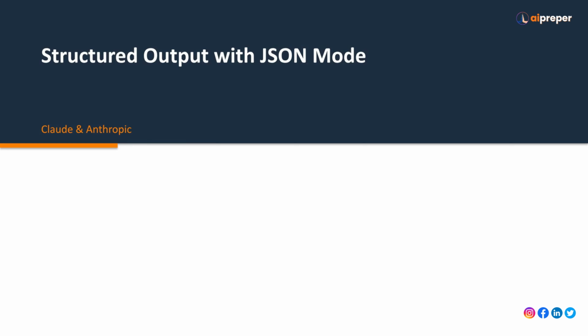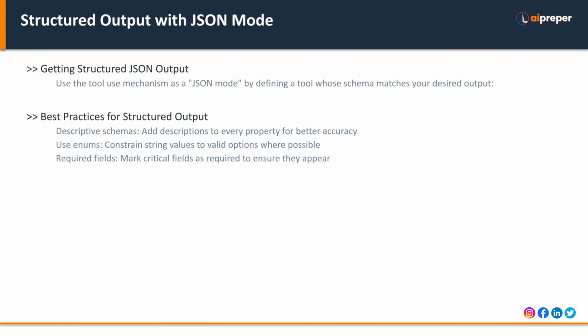Our final module covers structured output with JSON mode, essential for reliable data exchange in applications. To get structured JSON output, use the tool use mechanism as a JSON mode by defining a tool schema. Best practices include using descriptive schemas, enums, and marking critical fields as required.